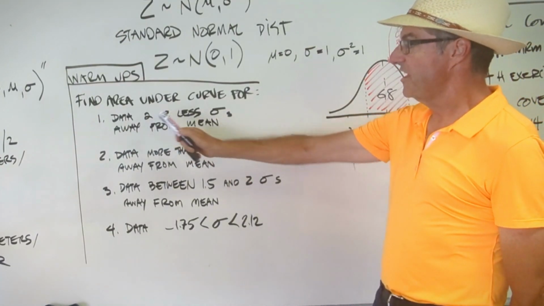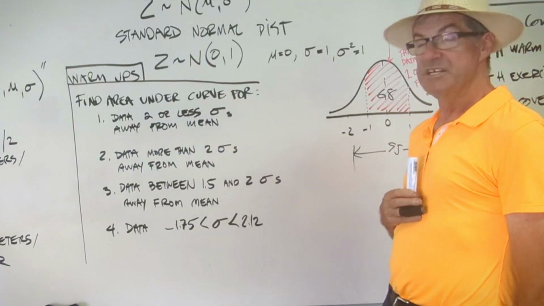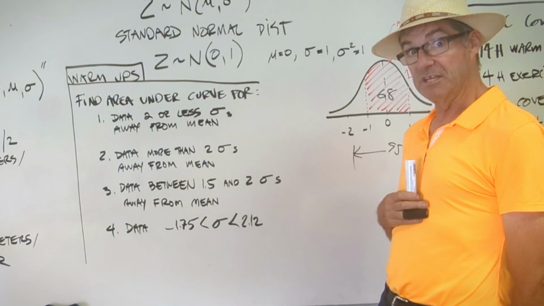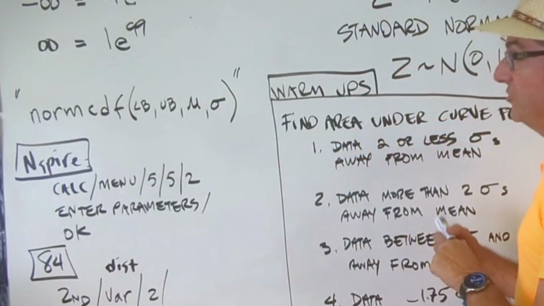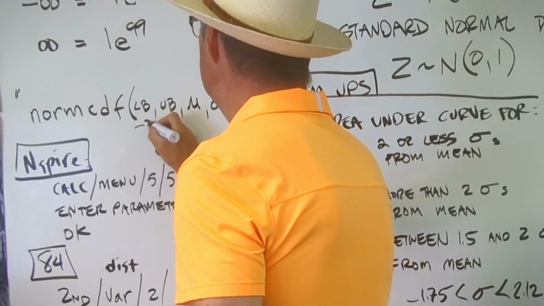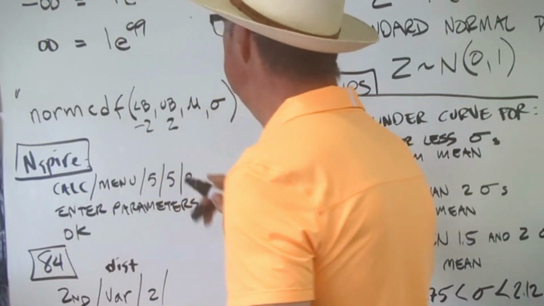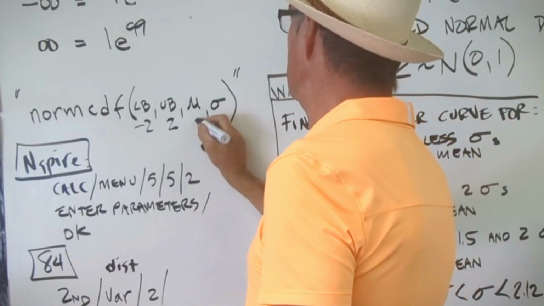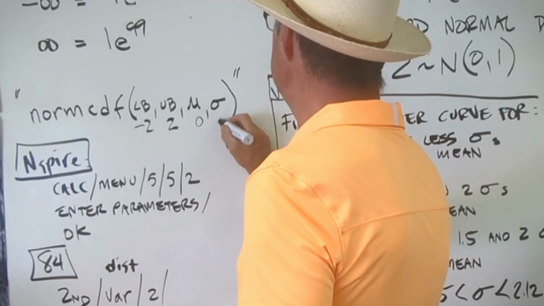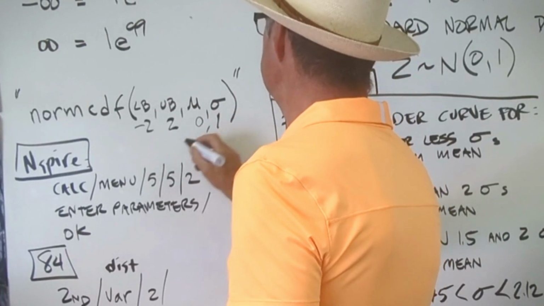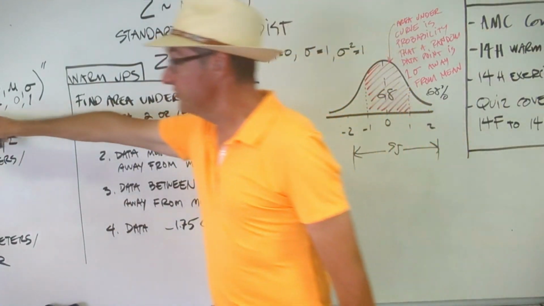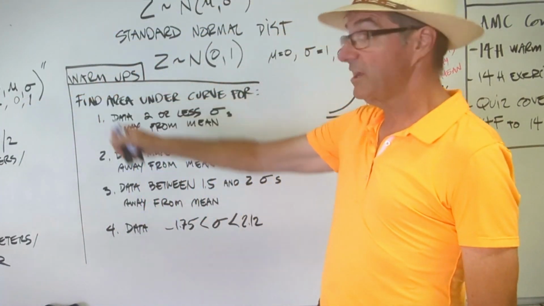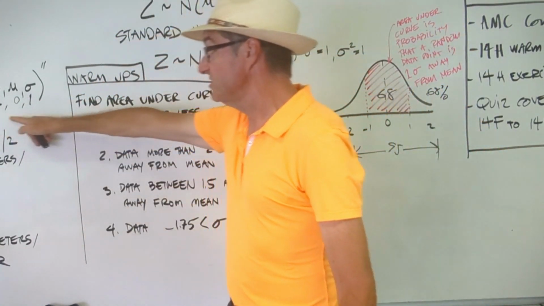So you want data that is 2 or less standard deviations from the mean. So in terms of this script here, the normalcdf, you're going to put in -2 for your lower bound and +2 for your upper bound. And then your mu is 0, that's your mean, and your sigma is 1, that's your standard deviation. So if you want to try that, you can just type it straight into the command line, just like that.